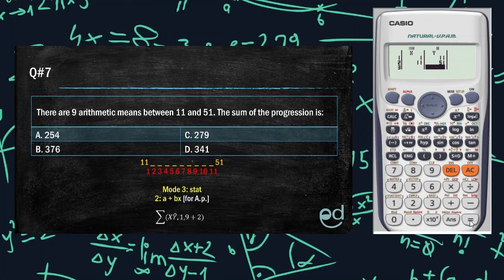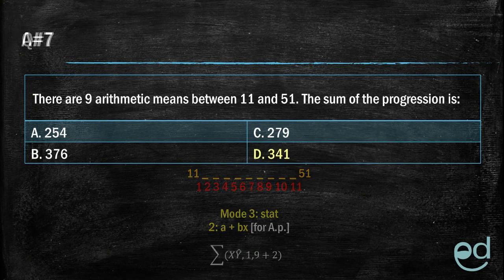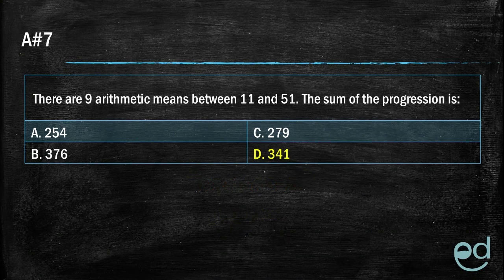After typing the parameters, we click AC. In the question, we need to find the sum of terms. To do that, we just type the following. Summation of x, y hat from 1 to 11, which is the first and the last term. And the summation of this sequence is 341. So let's check our answer. The correct answer is D, 341.